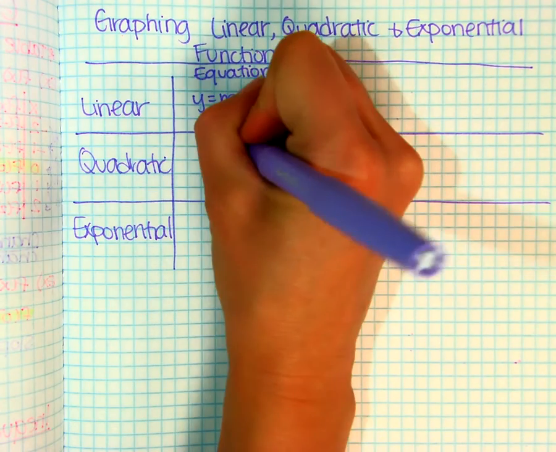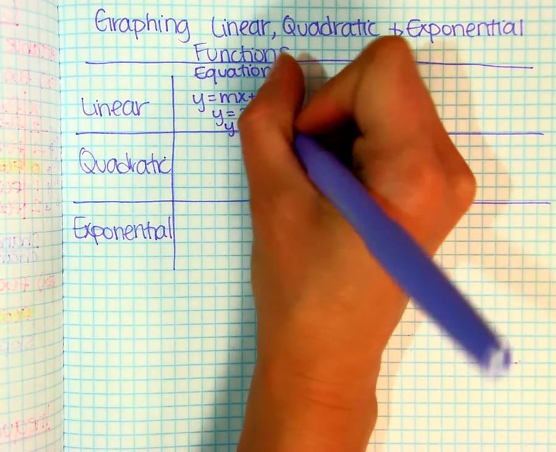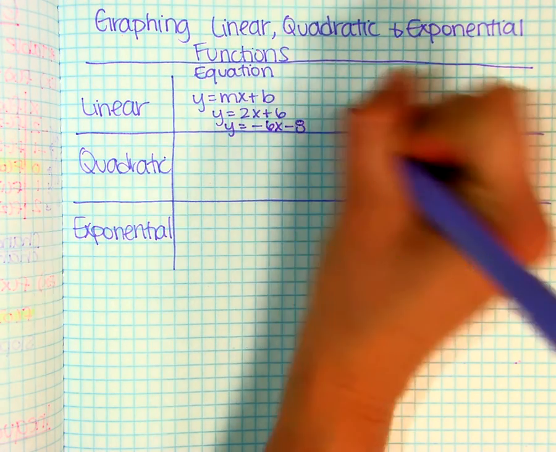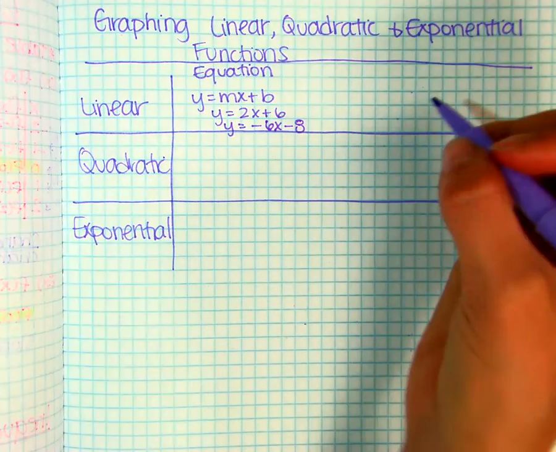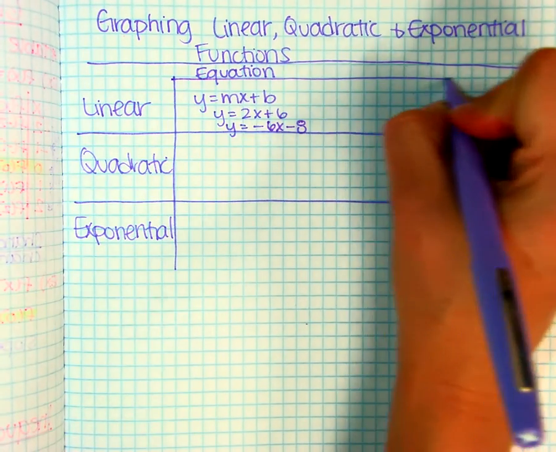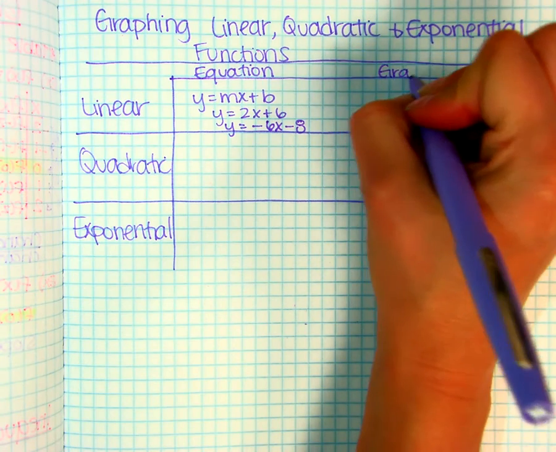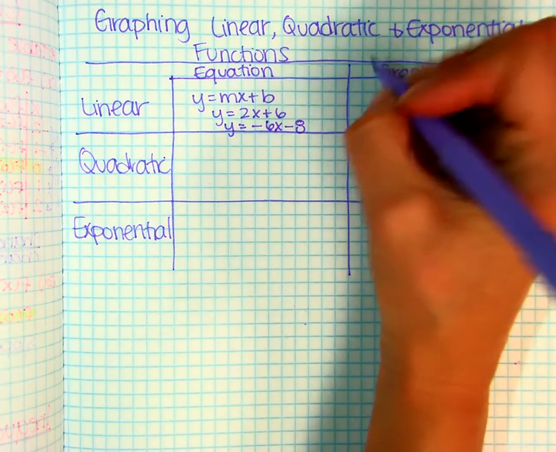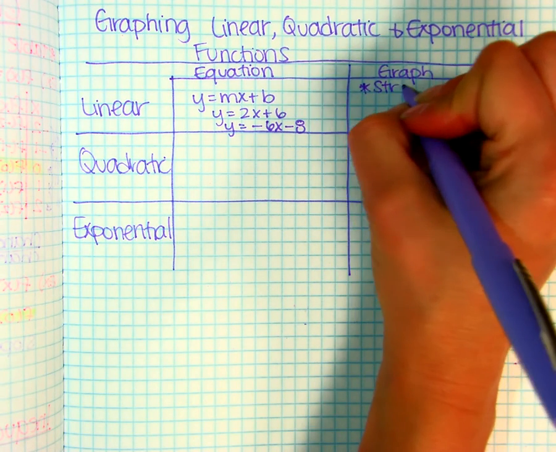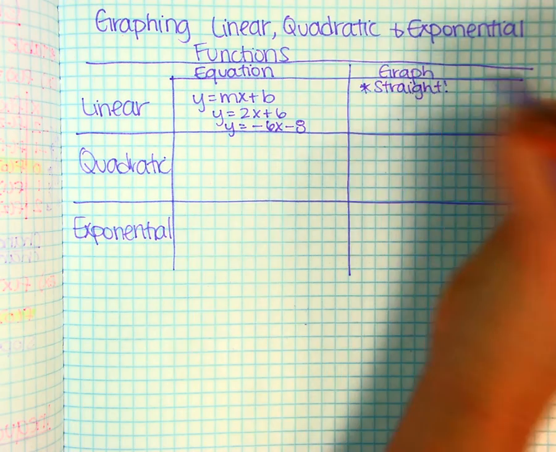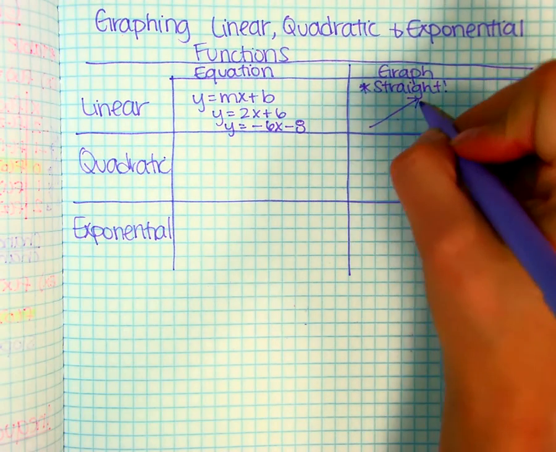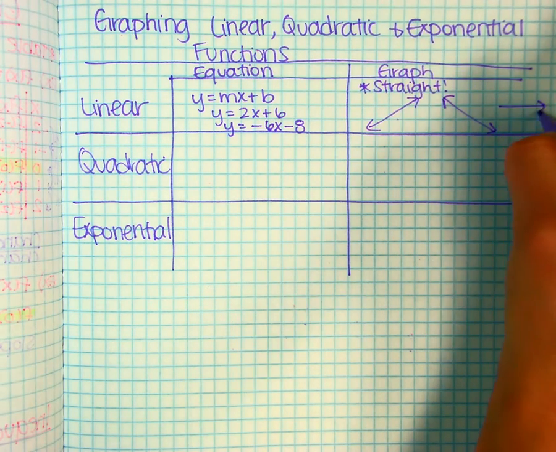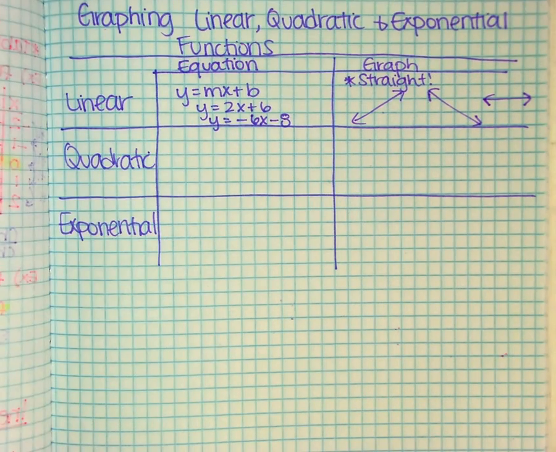Maybe you'll have an equation that has a negative slope, where it's negative 6x minus 8. Okay, so that's the equation. If we look at the graph of a linear function, the key thing is it's going to be straight. So it's going to either go up like this or down like this. It might even just be flat. But those are my three options.